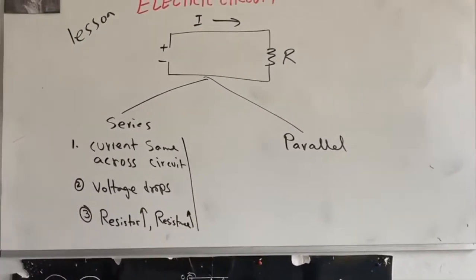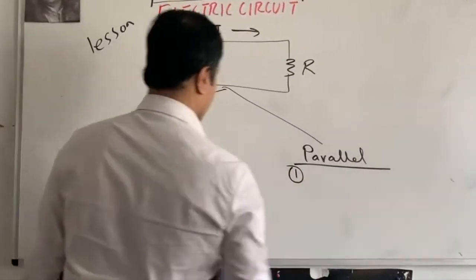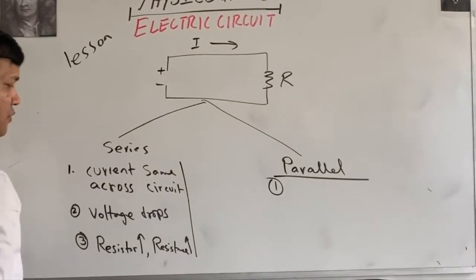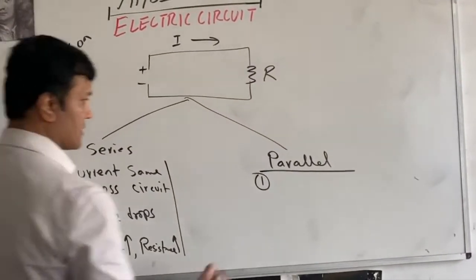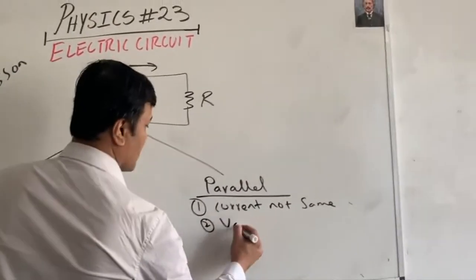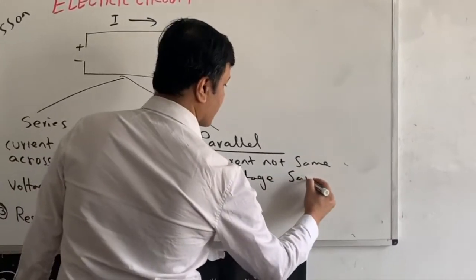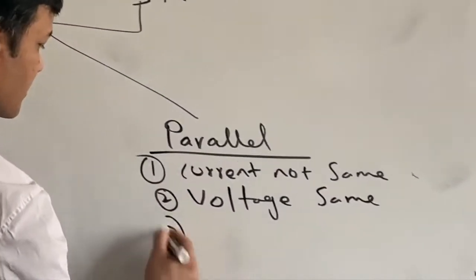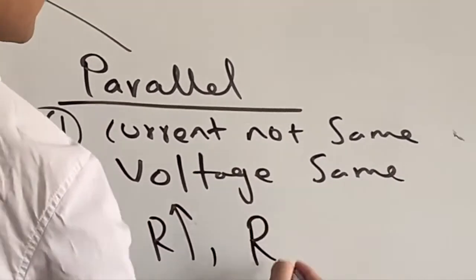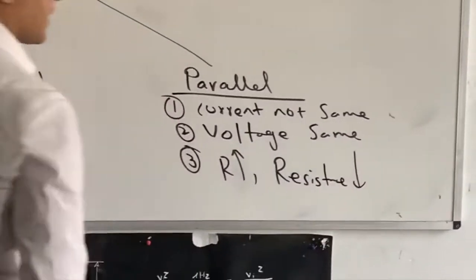What's not true for a resistor? Parallel. Okay, number one. Current is not the same across the circuit, because there are different pathways, with a different amount of charges or atoms on each pathway. Voltage is the same. Number three. As resistors increase, resistance decreases.